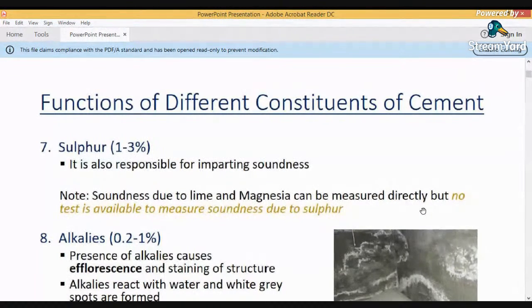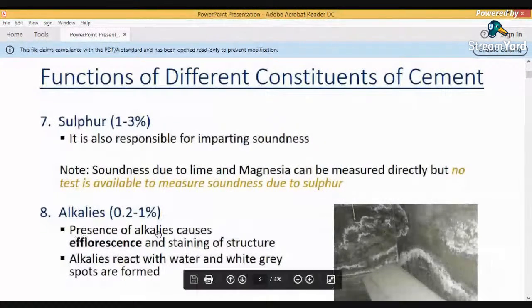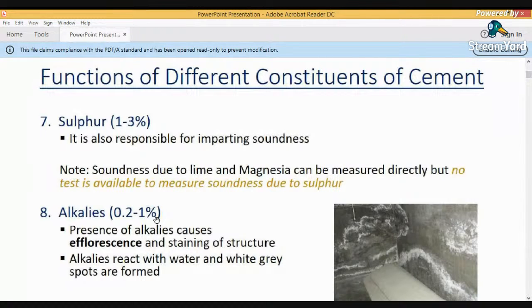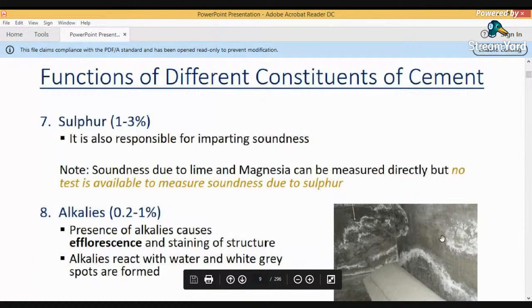The last constituent, last but not the least, is alkali, which is generally present between 0.2 to 1%; it should not be more than 1%. The presence of alkali in the cement causes efflorescence. Efflorescence means some staining of the structure will occur. As you see in the figure, some white gray kind of spots will form on the structure. That is only because of the alkali present inside the cement.